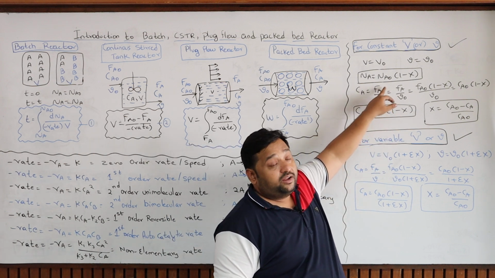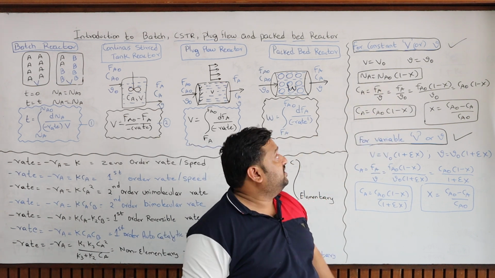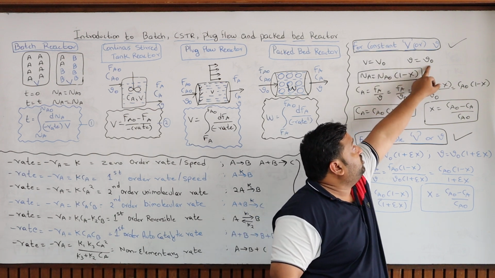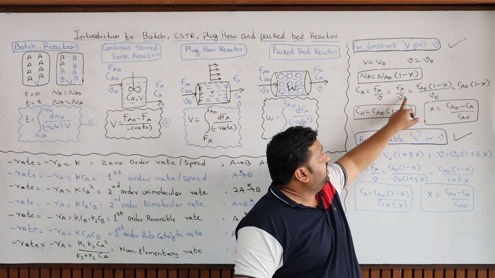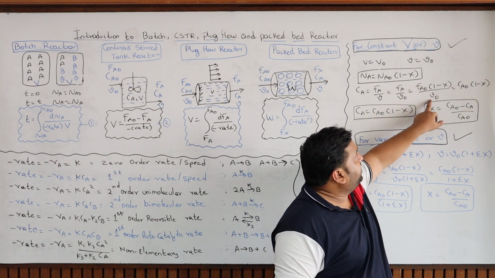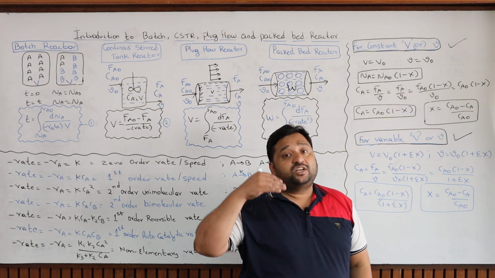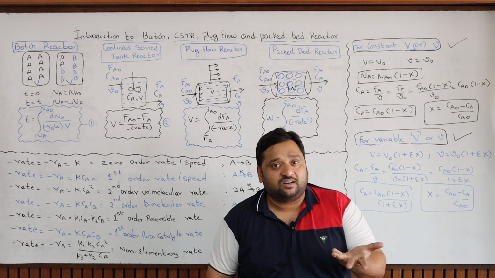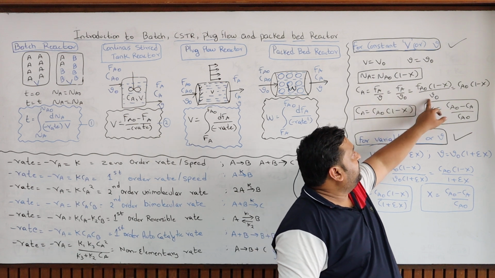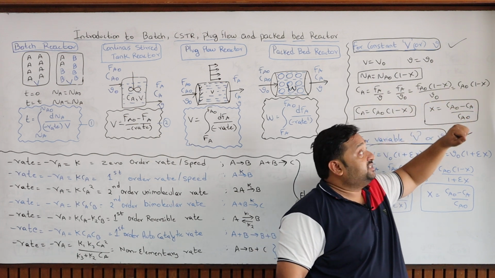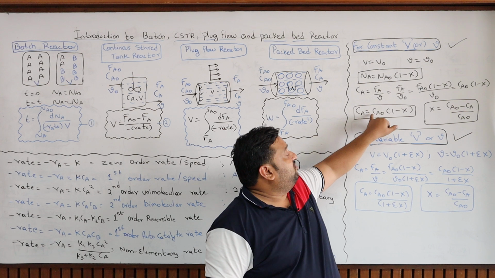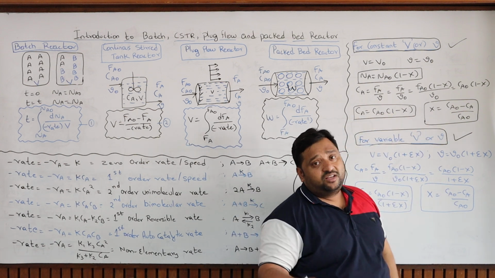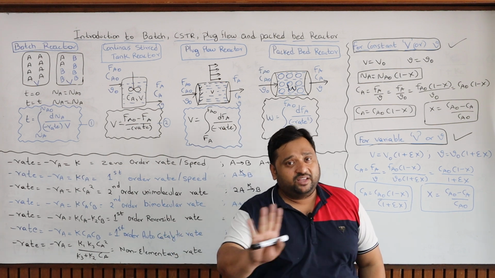Final concentration is the final molar flow rate divided by the final volumetric flow rate. That is FA, and because nu is equal to nu 0, I can replace nu with nu 0, giving FA0 into 1 minus X by nu 0. Initial molar flow rate divided by initial volumetric flow rate gives the initial concentration, so FA0 by nu 0 is CA0 into 1 minus X. That means final concentration is equal to initial concentration into 1 minus X. You know the conversion is CA0 minus CA by CA0, everything is fine.